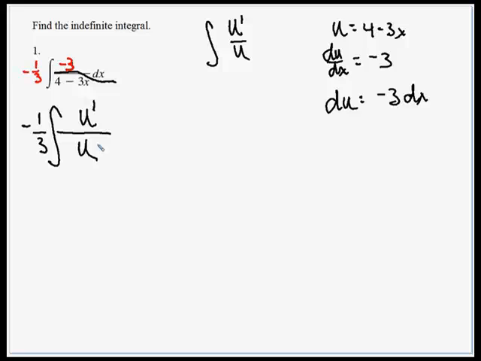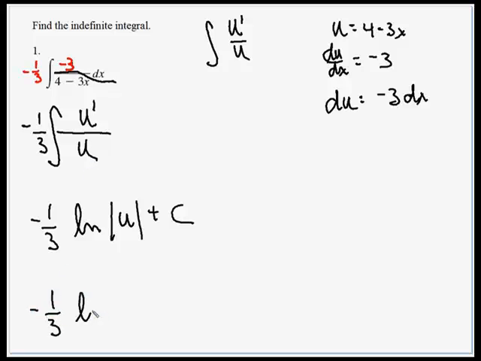So we're all set to go. And when we take the antiderivative, the negative 1/3 stays put. And then we'll have the natural log of the denominator, u, plus c. And then we can plug our u back in. Negative 1/3 natural log of the quantity, absolute value, 4 minus 3x, plus c.